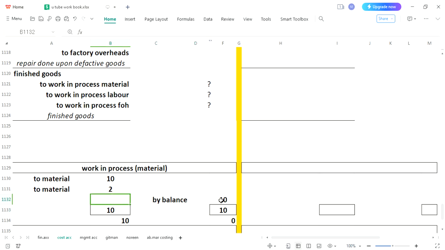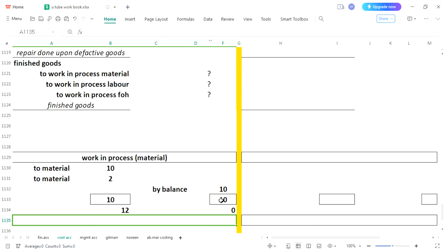The total was here 12, and you will write the larger total on both sides. And finally, the smaller total would be subtracted from the larger total. Larger total 12, smaller total 0. You have got your balance 12 for work in process material. So this 12, the balance, would be written over here.